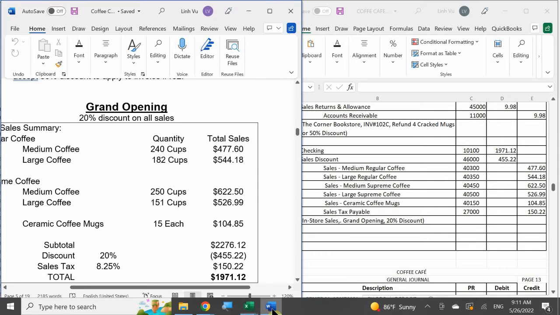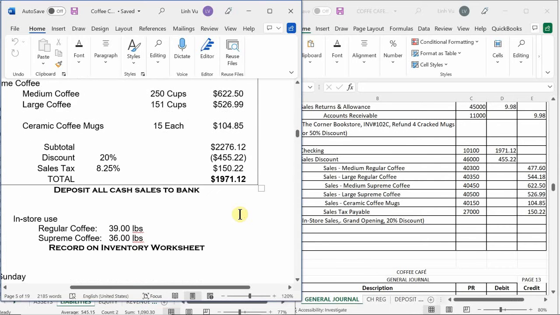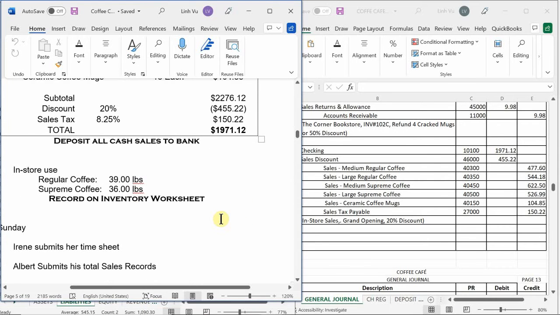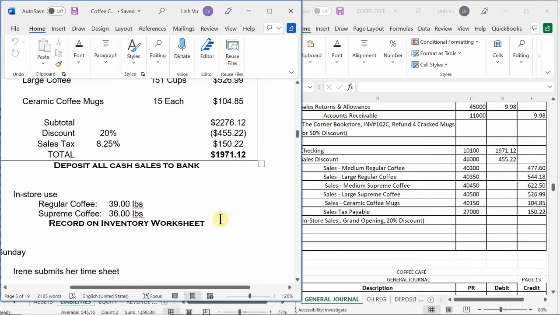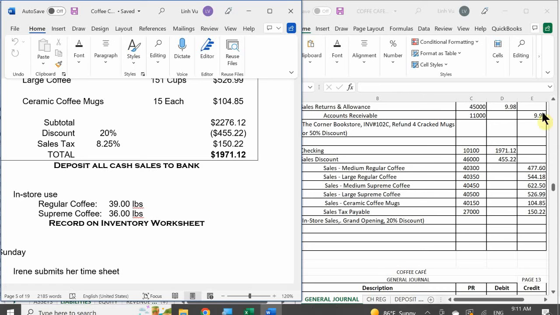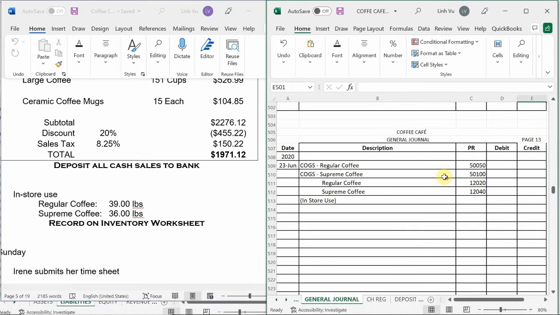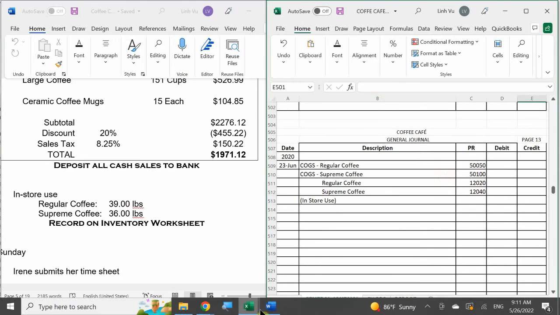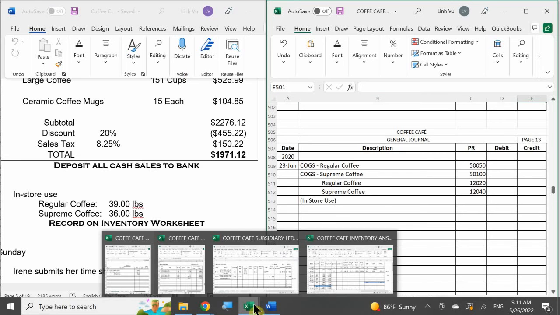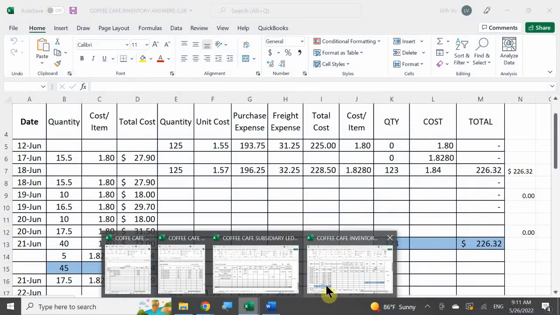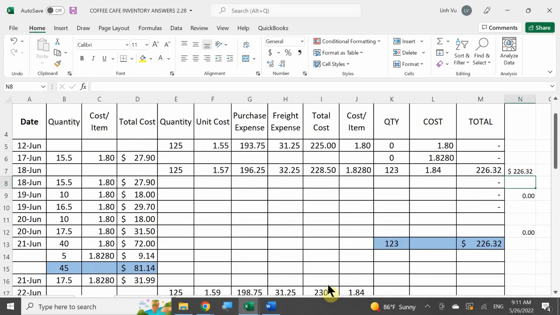So let's see. How many pounds did we use for this sale? We used 39 pounds of regular coffee and only 36 pounds of the Supreme coffee. Okay, so now we are working on the next page. So let's see our inventory worksheet.